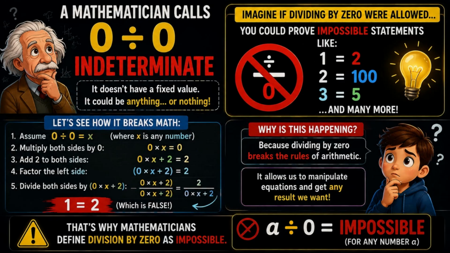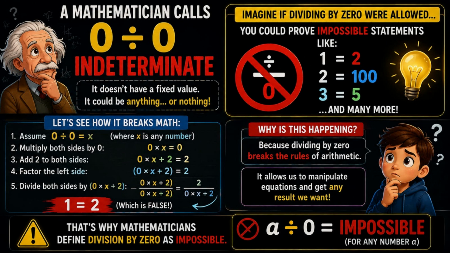Now here's an even stranger question. What about 0 divided by 0? At first, you might think the answer should be 0. But let's test it. We ask the same question. What number multiplied by 0 equals 0?